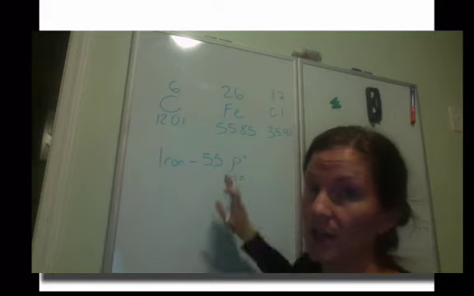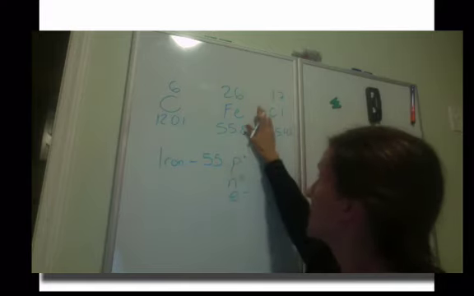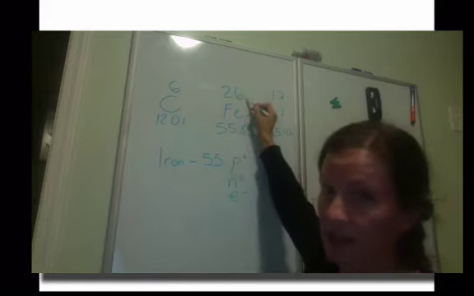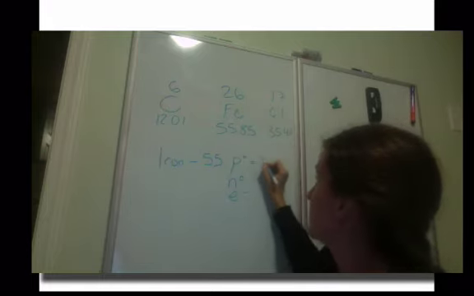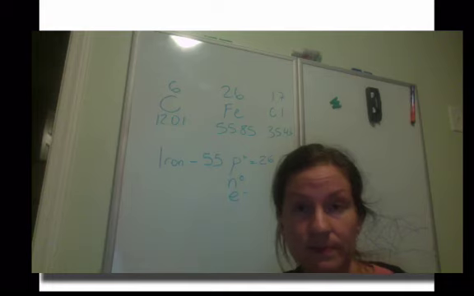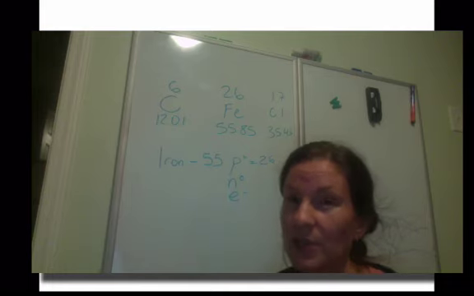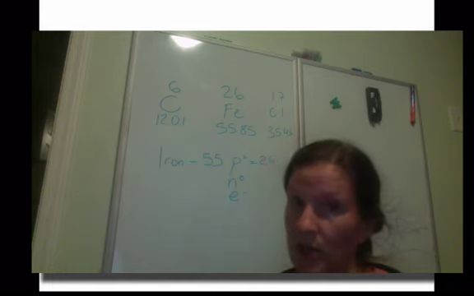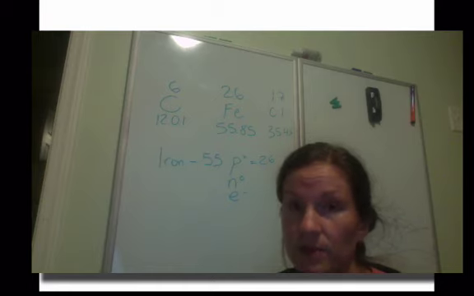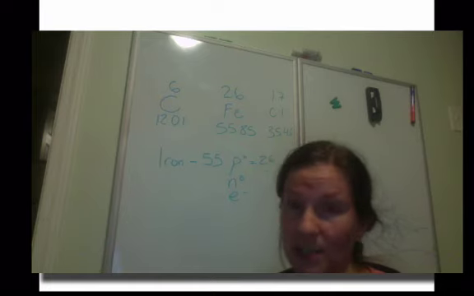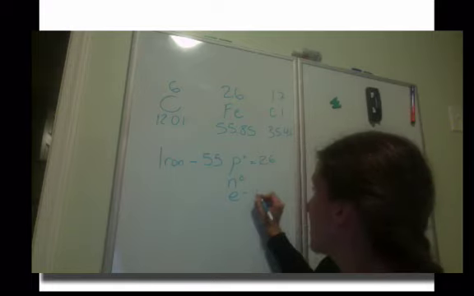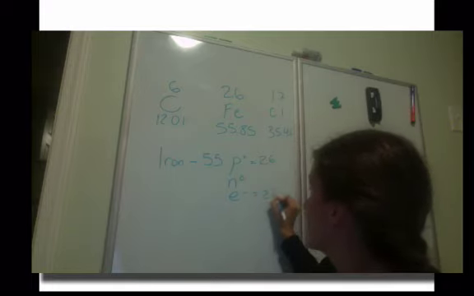You'd have to look at your periodic table. And if you look at your periodic table, you have this number 26. And that is how many protons you have. So you don't have to do any math for that one. You just have to write it down. How many neutrons or electrons do you have? Well, if it's an electrically neutral atom, and I'm not telling you any different, then you can assume electrons equal protons. So that one's done.